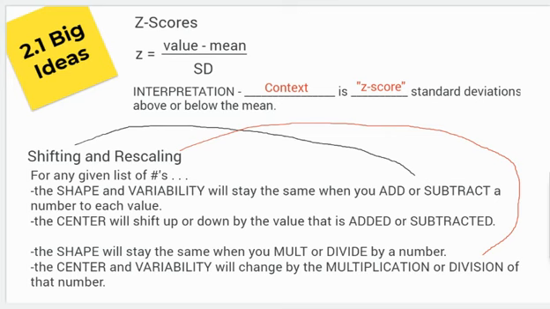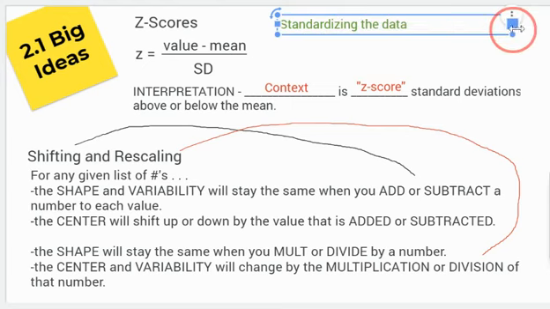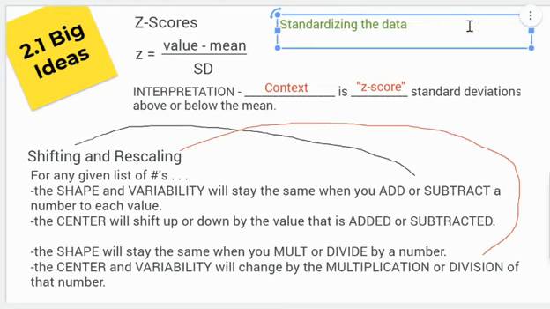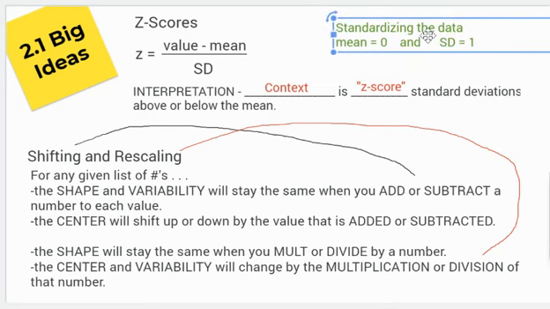And one of the last things that I'll talk about here is that this is called standardizing your data. This is like little bonus material even in the big ideas. And when you standardize the data into a z-score, what you find is that the mean will be equal to 0 and the standard deviation will always be equal to 1 when you standardize the data. So by turning it into z-scores, there's our big ideas.